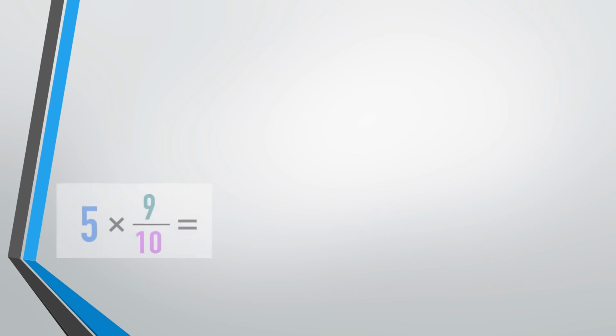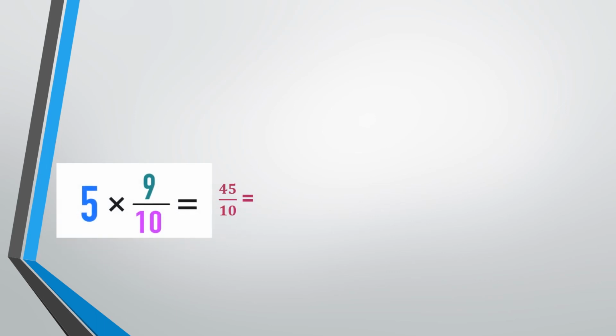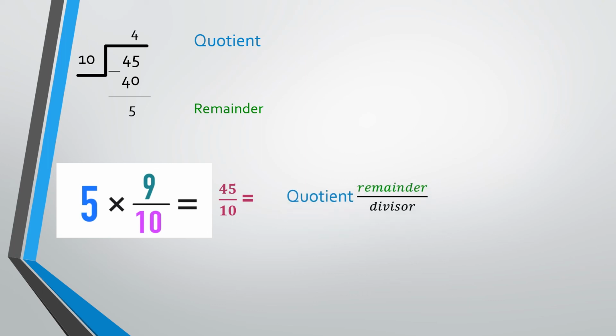Okay, let's follow the same steps like we did in the previous example. By dividing 45 over 10, we get 4 as the quotient, 5 as the remainder, and 10 as the divisor. Now 45 over 10 could be written as a mixed number in the form of quotient and remainder over divisor, and this is equal to 4 and 5 over 10.